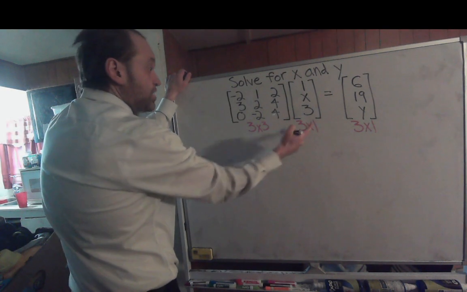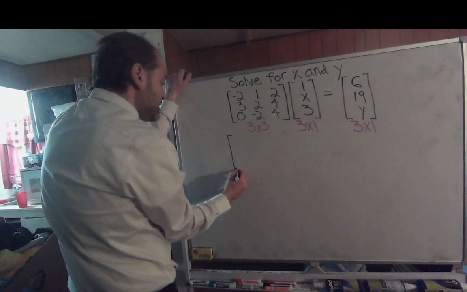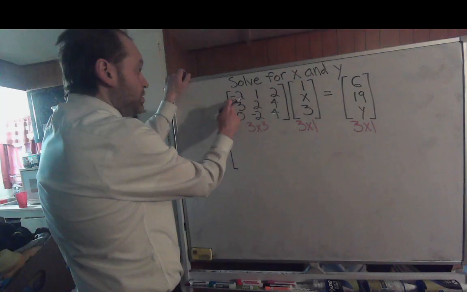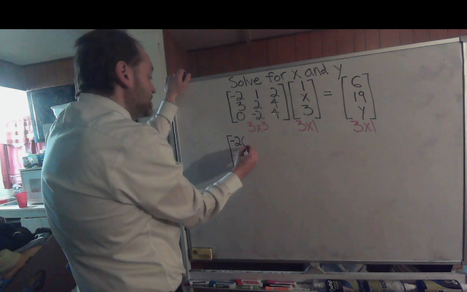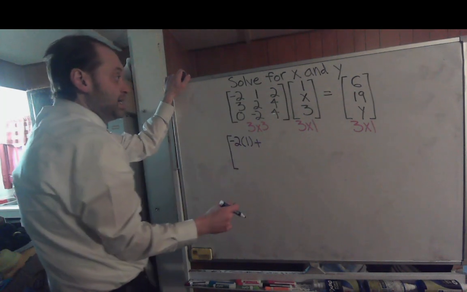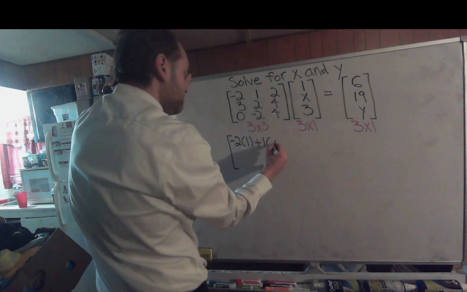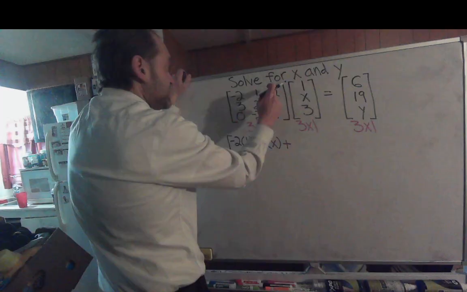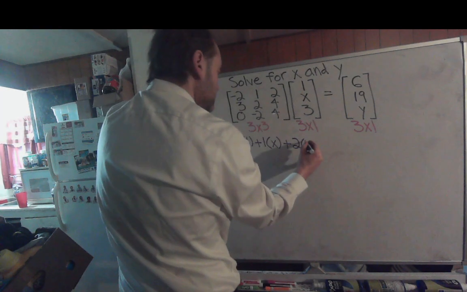The result should actually be a 3 by 1. So what you're going to do is take the first number of the first row, which would end up being negative 2, times the first number of the column, which would be 1, plus you'll take the second number of the first row, which would be 1, times the second number of the column, which would be x, plus you'll take the third number of the first row, which would be 2, times the third number of the column, which would be 3.